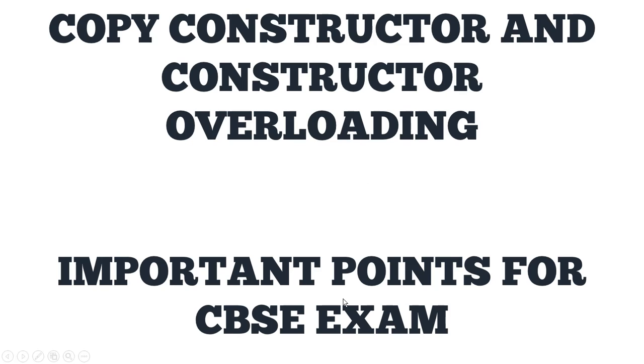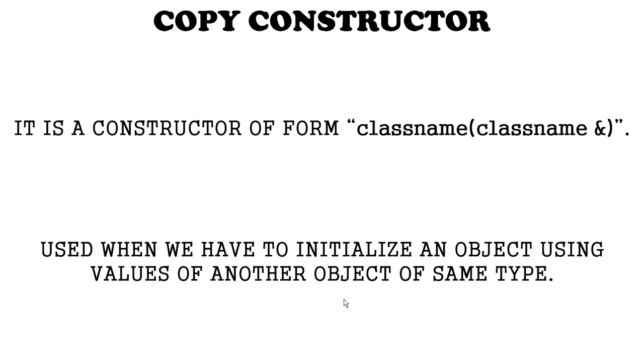So in this video, we'll see copy constructor and constructor overloading. Suppose you have an object and you want to copy the values of this object to a new object. In this case, we'll use a copy constructor. The form of the copy constructor is like this. Write the class name first, then give brackets. Inside the brackets, write the class name again, and then give an ampersand sign.